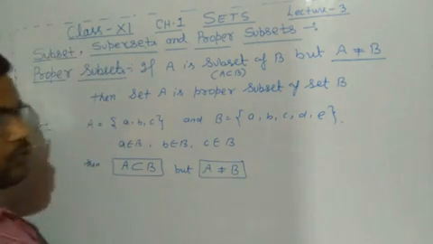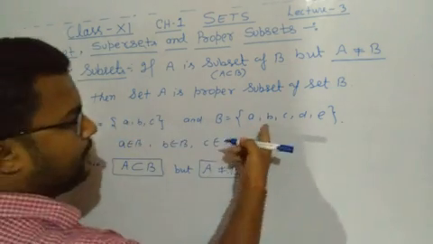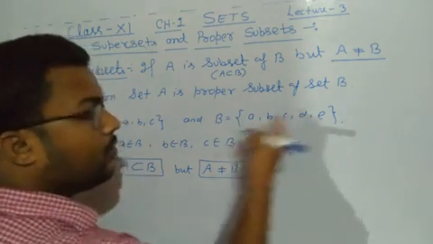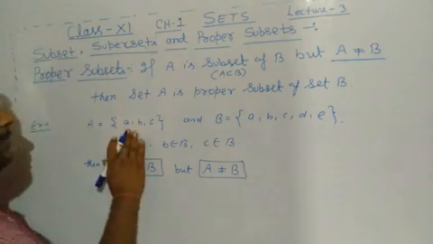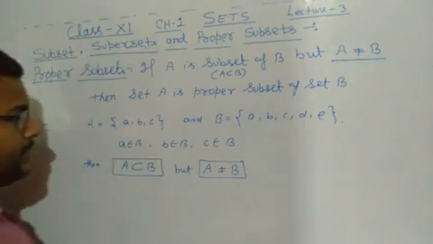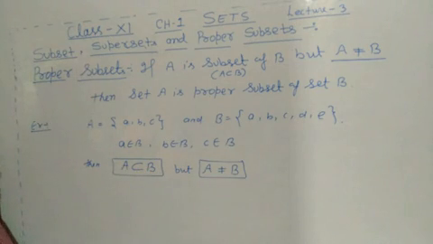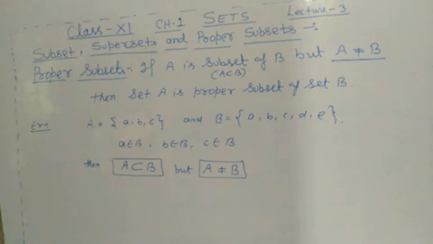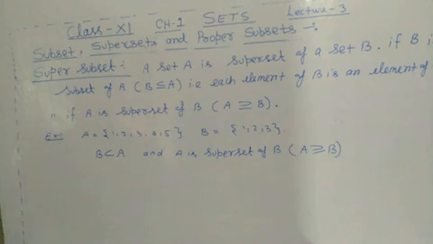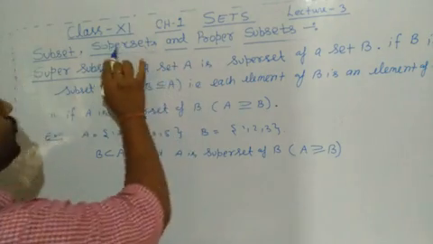A is not equal to B means the number of elements of A is 3 and the number of elements of B is 5. So A is subset of B, but A is not equal to B. So this is called a proper subset. Write down. Next topic, we are defining supersets.